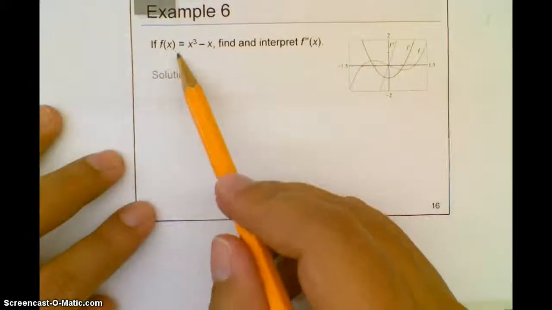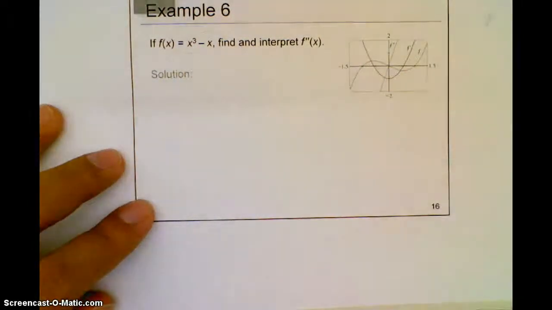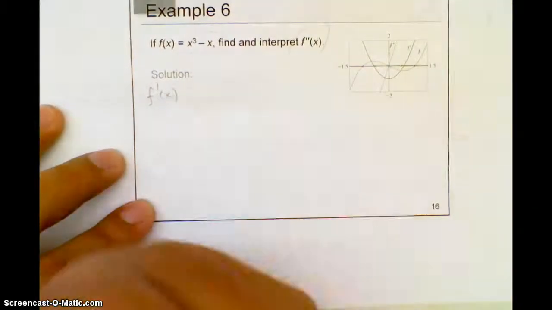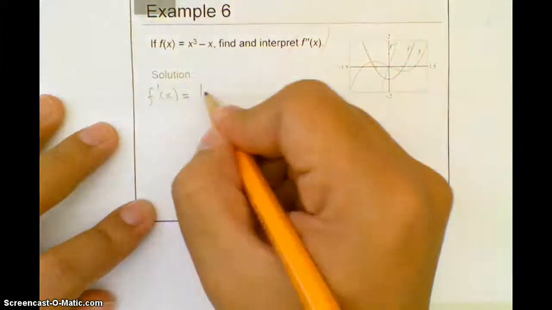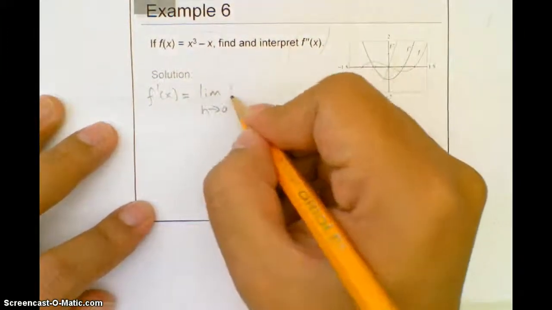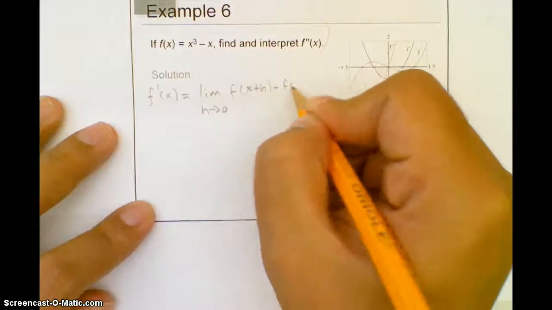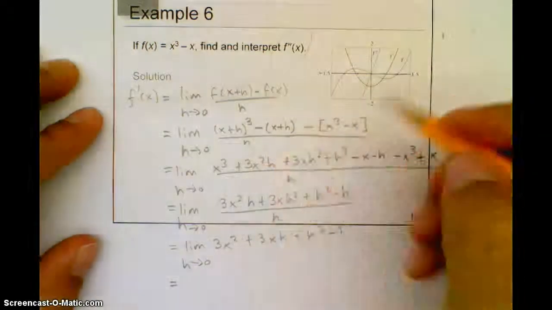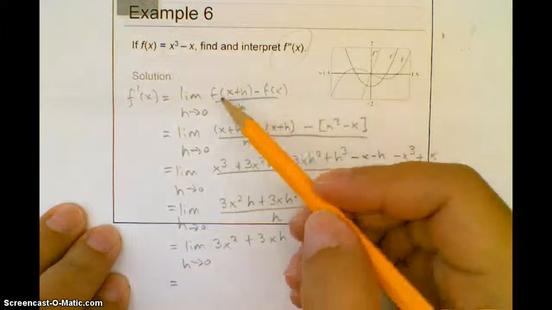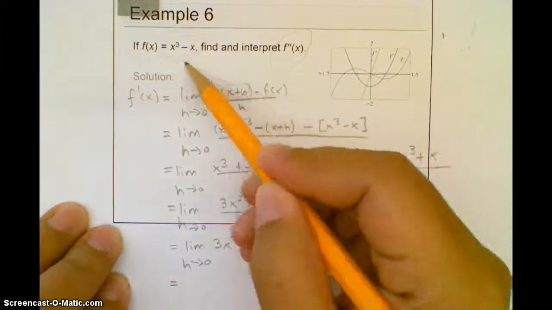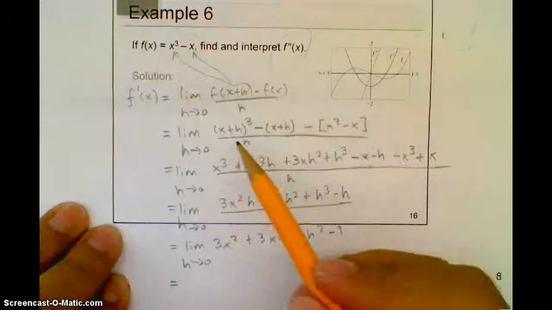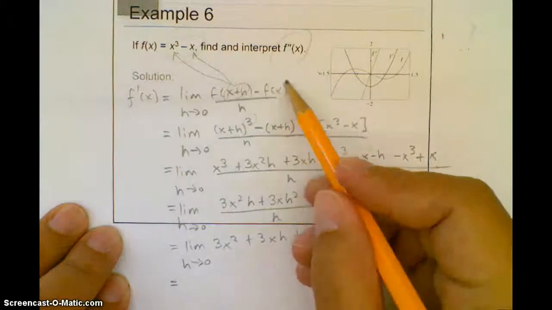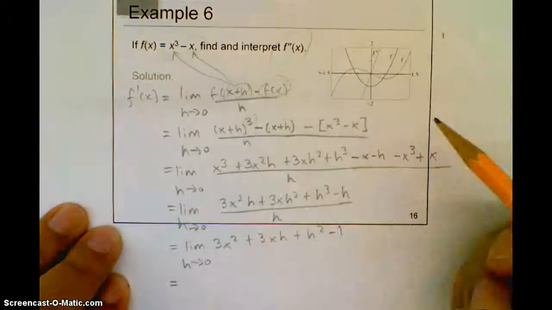In here, f of x is a cubic function. It says find and interpret f double prime of x. To find f double prime of x, first I have to find f prime of x and then take the derivative again. So f prime of x is the limit as h approaches 0 of f of x plus h minus f of x, over h. Let's see how that looks applied to this particular f. This is why we have to learn our special cases. I'm going to have f of x plus h, where x plus h replaces everywhere I see x, so I have x plus h cubed, minus f of x, which is simply x cubed minus x.